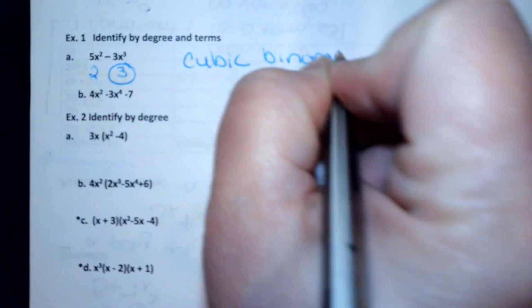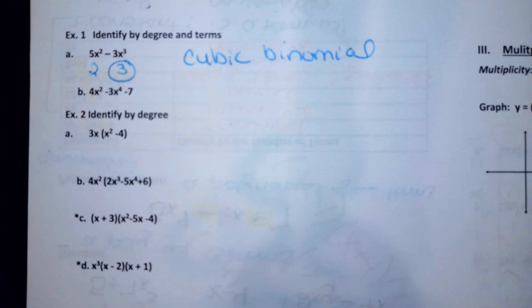All right, so we've got some examples, so let's go through these. It says identify by degree and terms. Here we have a degree of 2. Here we have a degree of 3. The 3 is the biggest one, so that makes it a cubic. And we have 2 terms, so that's going to be a cubic binomial.